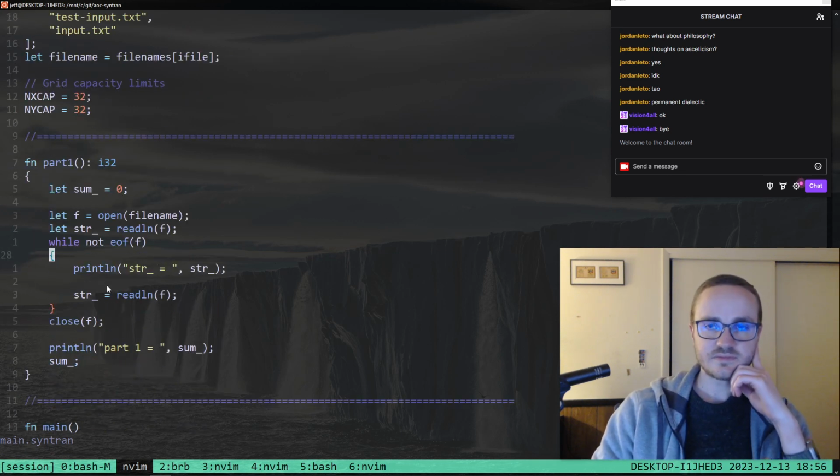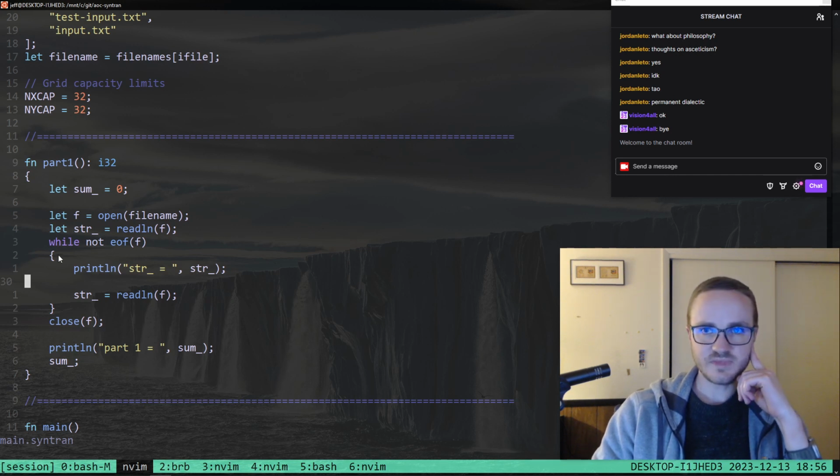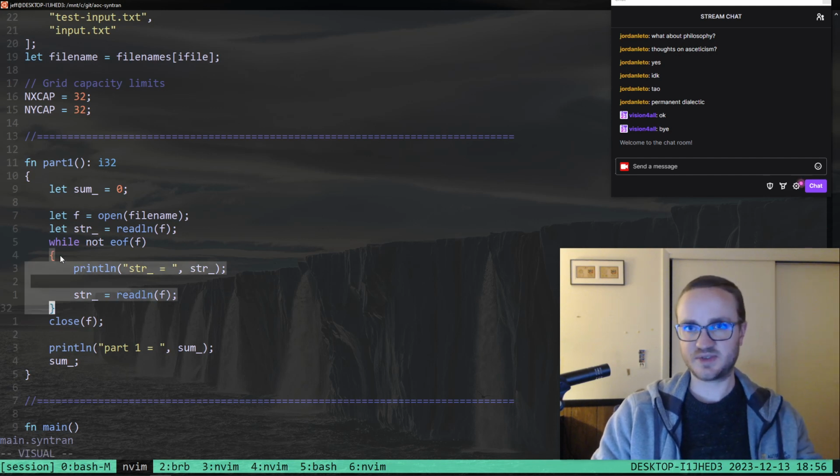So how do I want this loop to work? I want to have an outer loop that loops through the patterns.